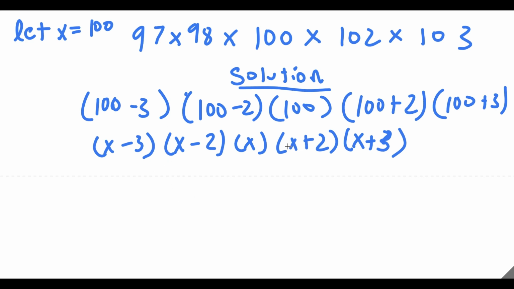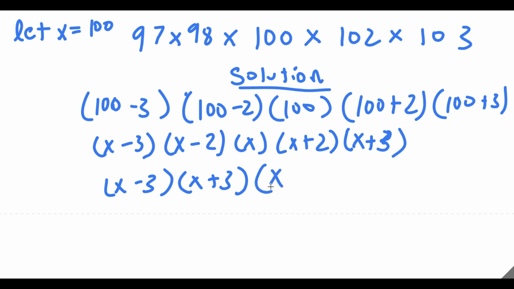Now let me do a little sorting out. So I'm going to move x minus 3 next to x plus 3. So now I have x minus 3 times x plus 3. And now I'm going to move x minus 2 with x plus 2. So now I have x minus 2 times x plus 2. And finally, I'm going to move x to the end. So I have my times x.